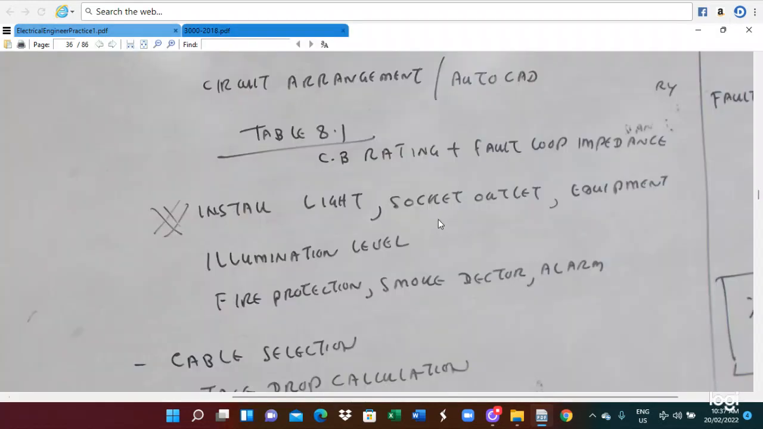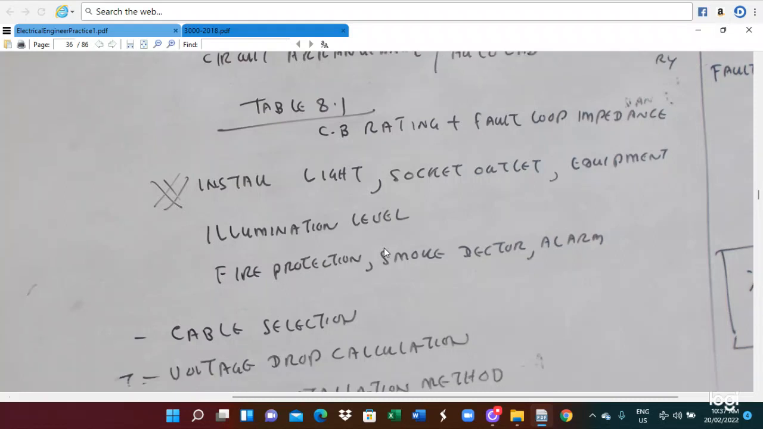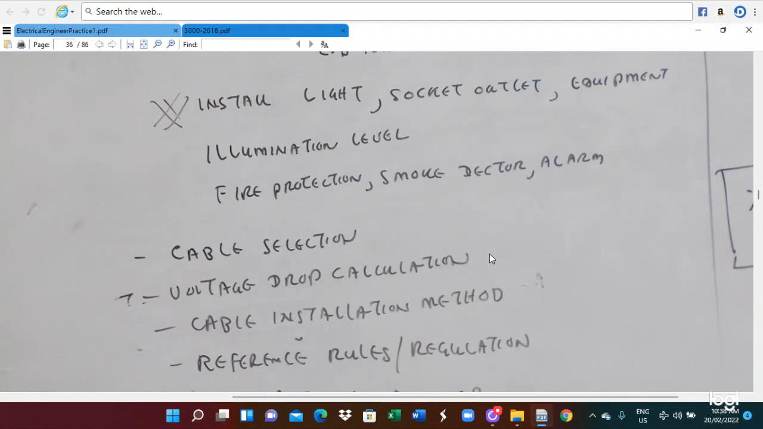So this is the way we calculate the appropriate matching between the protective device rating and the circuit breaker. And also, we install the light, power and socket outlets and equipment. And for the lighting points, we have to determine the illumination level. Depending on the illumination level, we have to determine how many light points we require, and then we have to determine the appropriate circuit size. And for the circuit breaker, fire protection, smoke detectors and alarms need to be installed in the area.